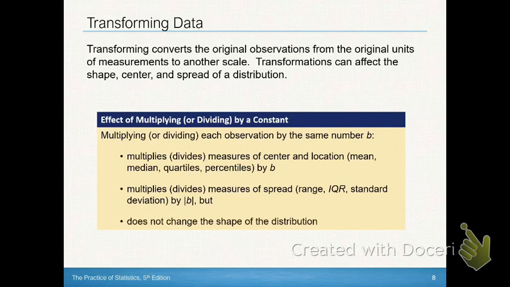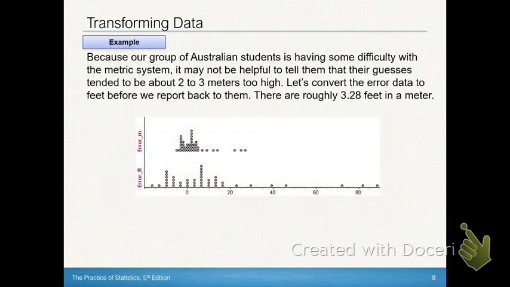It does not change the overall shape. Neither of these do. So if you transform the data, if it used to be symmetric, it's still going to be symmetric. If it used to be skewed to the right, it will still be skewed to the right. So the shape is not changing.